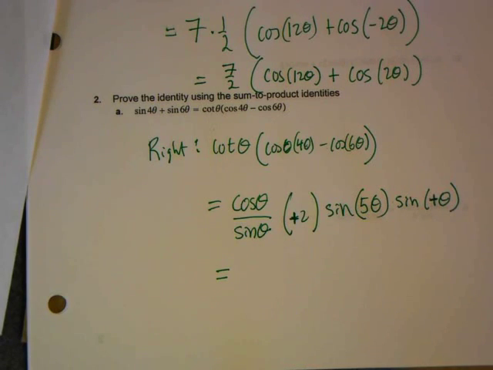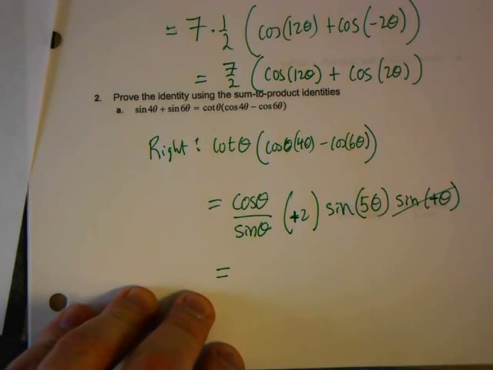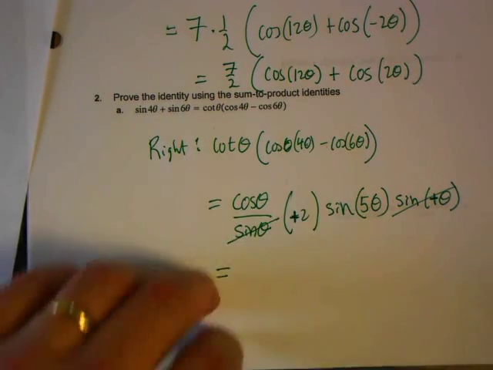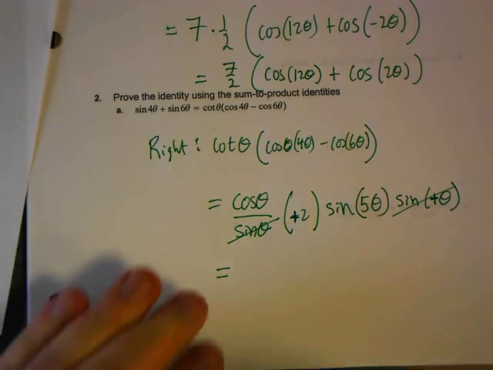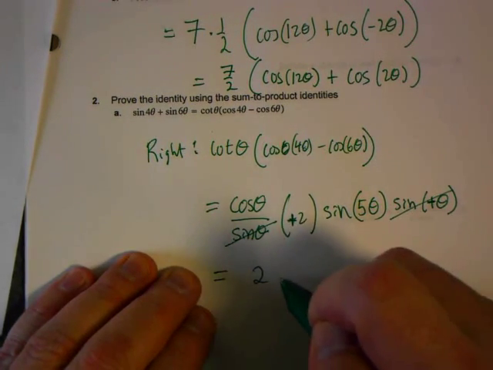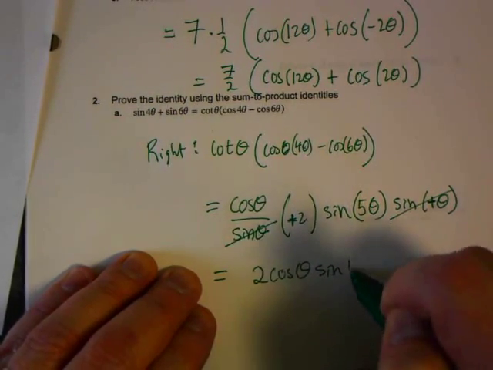And then what happens? Use the product of sum. Not yet. How about I have this sine theta up on top and I have that sine theta down on bottom. So how about I reduce those? And what am I left with? I'm left with a 2 cosine theta sine 5 theta.